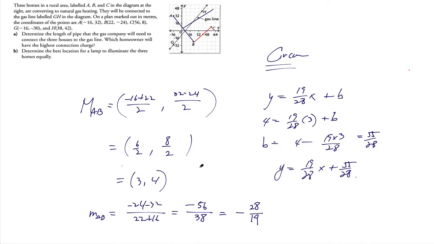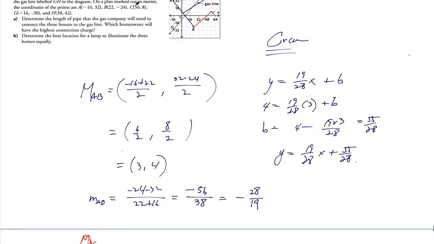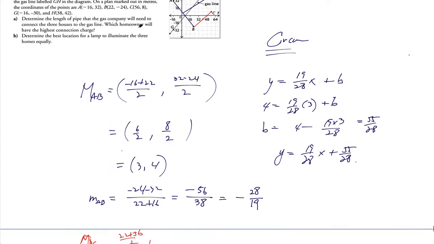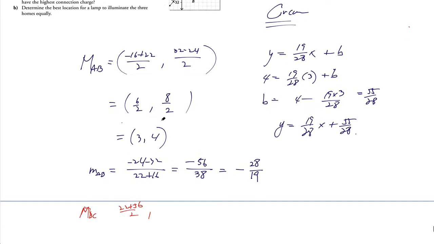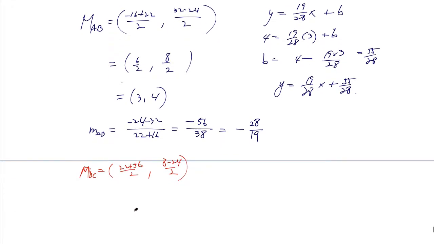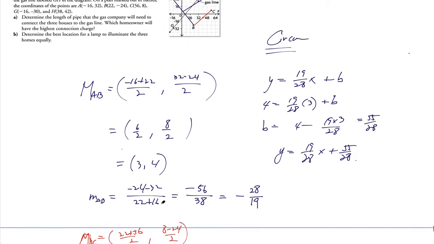We need the midpoint. Okay, so let's get the midpoint of B to C. M of B to C. So B to C, you have to do 22 plus 56 over 2, and then 8 plus minus 24 over 2. That's 11 plus 28, right, and that's minus 16 over 2. So this is 39, and this is negative 8. Okay, so that makes sense.